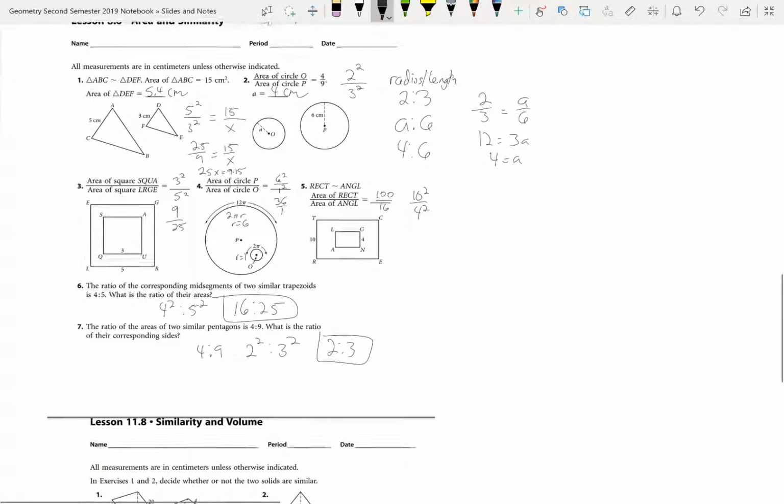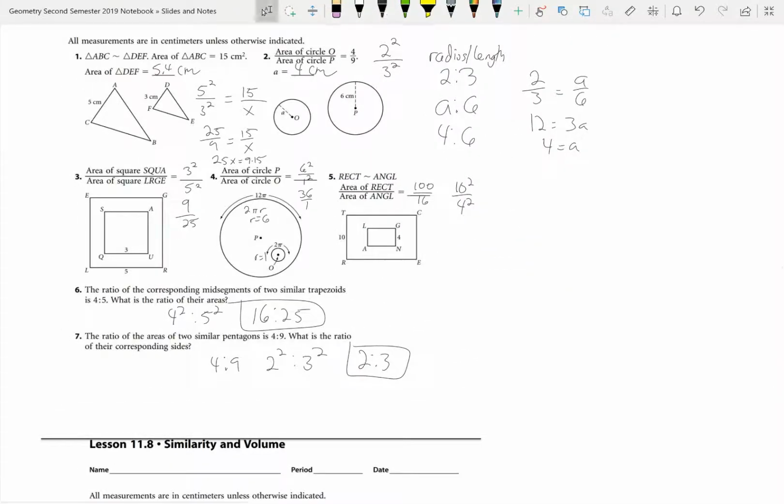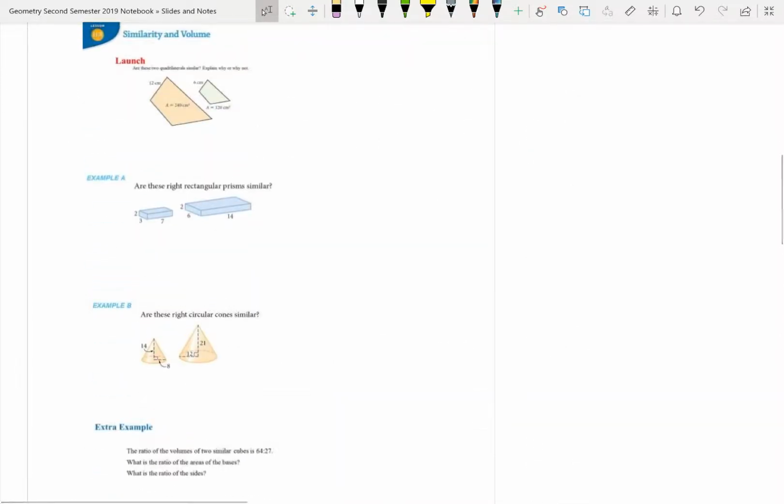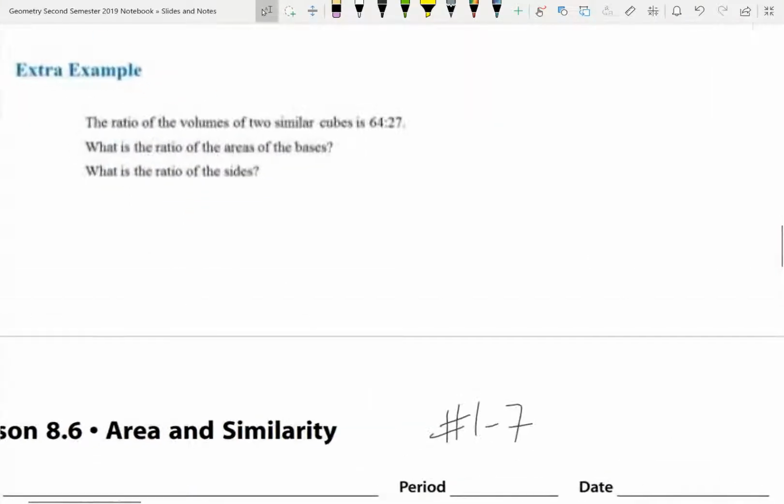All right, so in summary, what I expect you to know for the final is that the ratio of the areas is the scale factor squared, or the ratio of two sides or two altitudes of two figures squared. And so that's what you'll see. The next thing is 11.8, and I'm just going to do this extra example here.